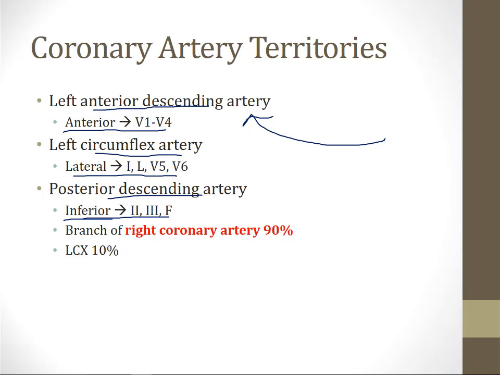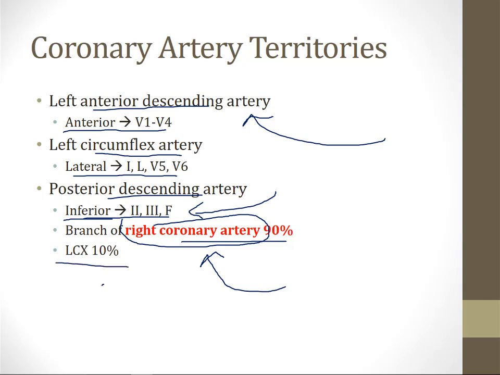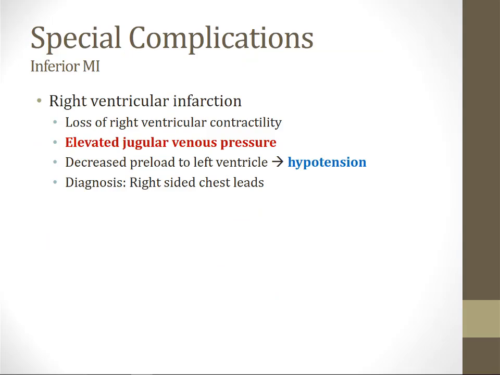Now, usually the blood clot is not actually in the PDA. Instead, it's in the artery that supplies the PDA. So in patients who are right dominant, which is about 90% of patients, the PDA is supplied by the right coronary artery. So most commonly, inferior ST elevations imply occlusion of the right coronary artery. About 10% of patients are left dominant, and these patients have an occlusion of the left circumflex when they develop inferior ST elevations. There are some special complications that can occur in inferior MIs that you should be aware of, and the first one is right ventricular infarction.